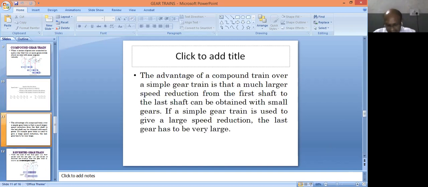So here, the advantage of using a compound gear train is that we can get a much greater reduction in velocity. That is, we can get a better velocity ratio with small size gears. If you want to obtain the same velocity ratio or speed reduction, we have to use bigger gears if we use a simple gear train. So the space is economically used. That's a wonderful advantage of the compound train.